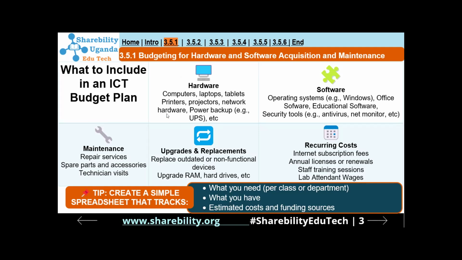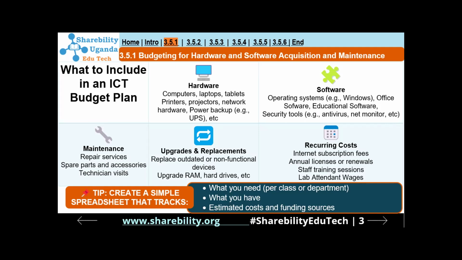One is the hardware: the computers, the laptops, the tablets, the printers, the projectors, network hardware, the switches, power backup. There are very many things to do with hardware that you may need to plan for. Then the software. Software like Windows, Office, educational software like digital libraries, security tools, antivirus, net monitor.